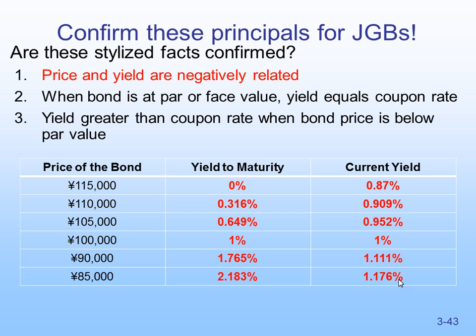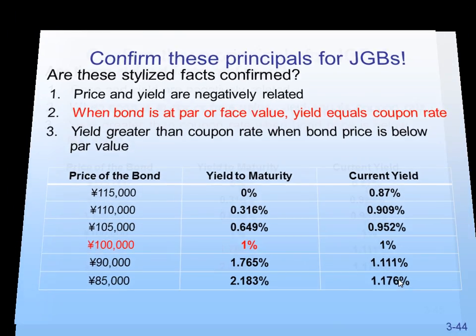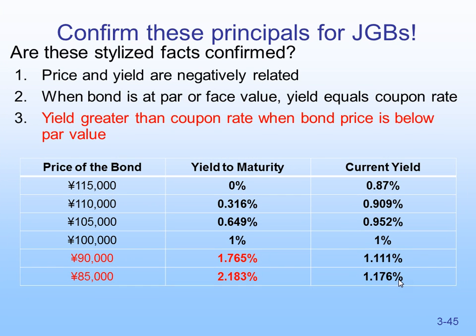All right, so that's true for JGBs. How about point 2? When a bond is at par or face value, the yield to maturity equals the coupon rate. Is that true? Yes. So if this bond were priced at par, the yield to maturity is 1%, which is the same as the coupon rate. And how about the third point? The yield is greater than the coupon rate when the bond is priced below par value. And that's for the same reason I just said. If you get a good deal and you're able to buy it at a low price, you get a high yield. It might even be higher than the coupon rate.